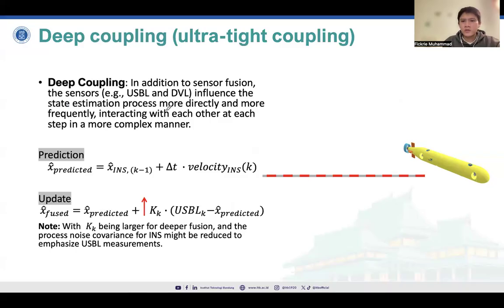And deep coupling or ultra-tight coupling is, in addition to the sensor fusion, where the sensors influence the state estimation process more directly and more frequently, interacting with each other at each step in a more complex manner. With the Kalman gain being larger for deeper fusion, the process noise covariance for AINS might be reduced to emphasize the USBL measurement. So we want to emphasize the USBL measurement more in this case.